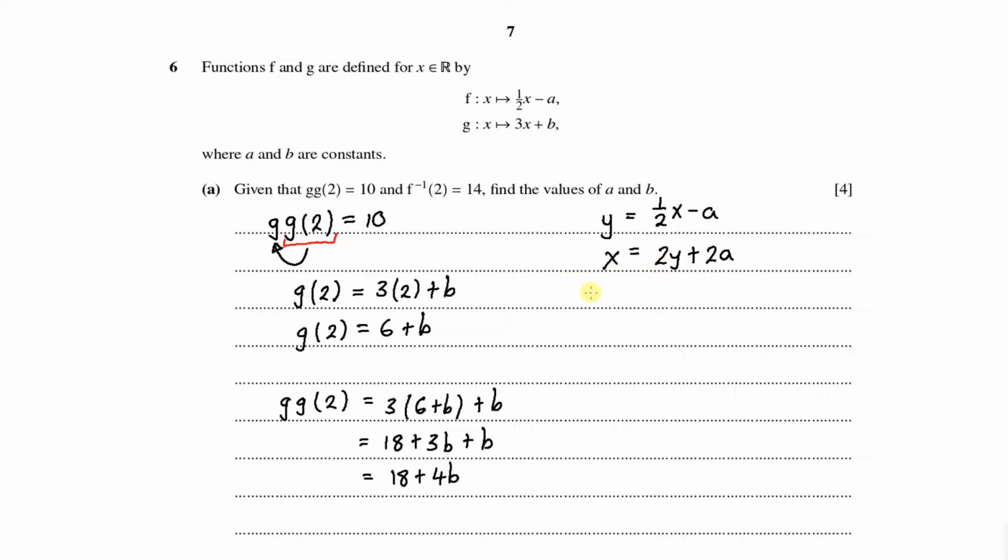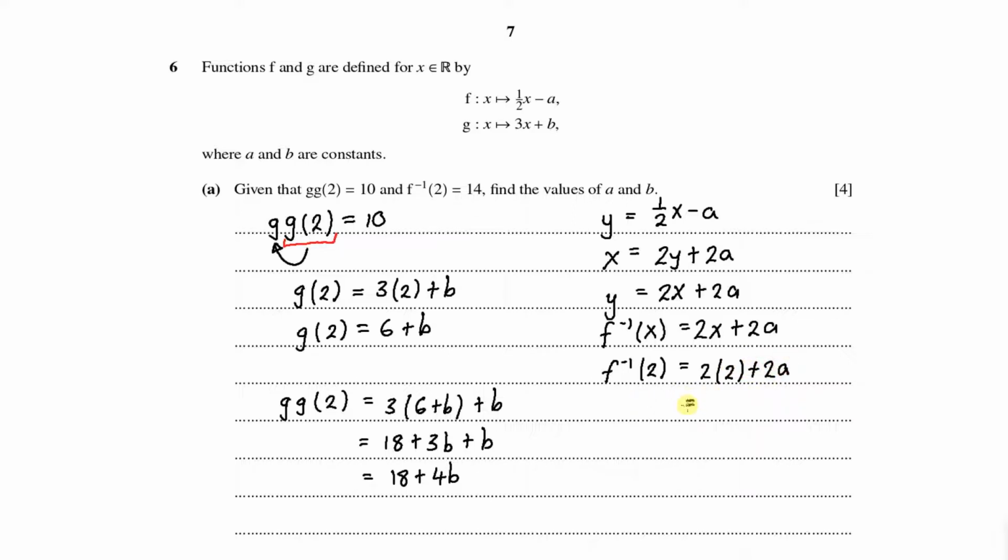And then I'll interchange the variables. So I'll have y is equal to 2x plus 2a, which means that f inverse of x is actually 2x plus 2a. So I now have the inverse function. And since f inverse of 2 is 14, I will substitute 2 for x. So for f inverse of 2, this will be 2 of 2 plus 2a.